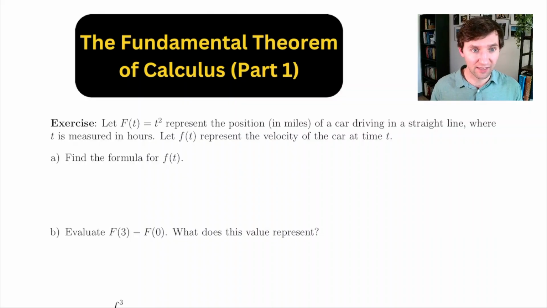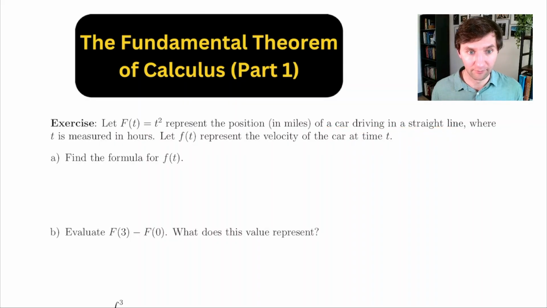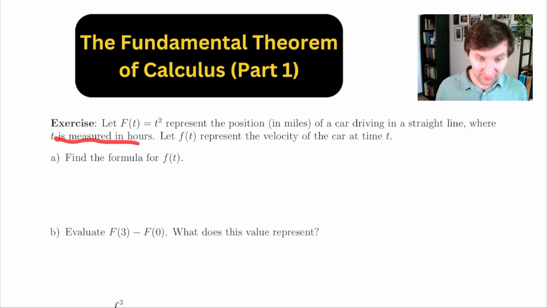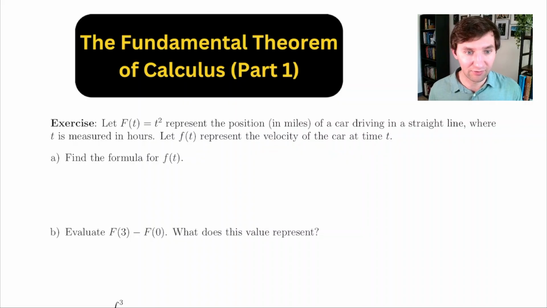In the first exercise, we are given the function capital F of t, and we are told that this function represents the position in miles of a car driving in a straight line, where t is measured in hours. We are also told that small f of t represents the velocity of the car at time t. Part A says to find the formula for the velocity.